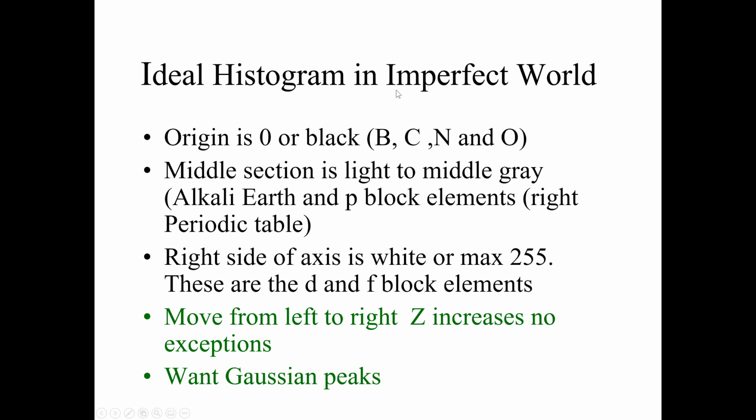Okay, the ideal histogram in an imperfect world. Now, when it pertains to the electron microscope, anytime you see an extremely black grayscale on an image, it's pretty much these elements: boron, carbon, nitrogen, and oxygen. These are very low atomic number, poor backscatter signal. The middle section of the periodic table may be light to middle gray. The right side of the axis is white. These are the D and F blocks, which are the transition elements at the bottom of the chart, i.e. stuff we use for catalysts and stuff.